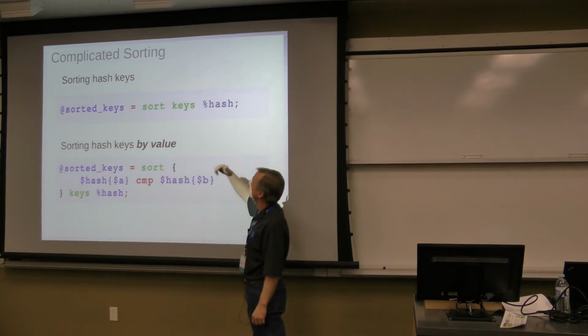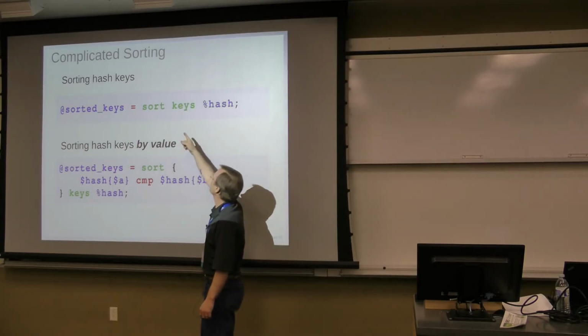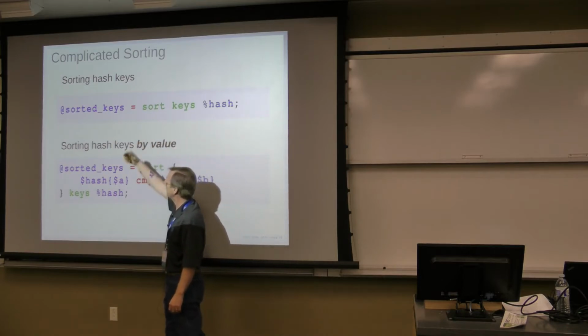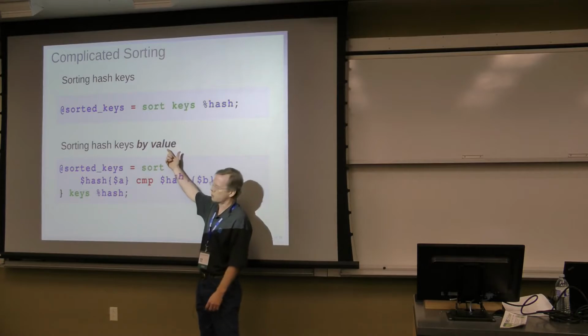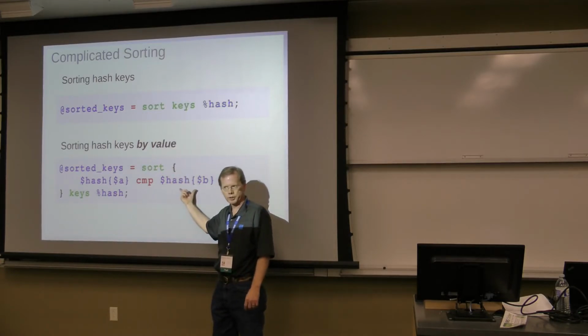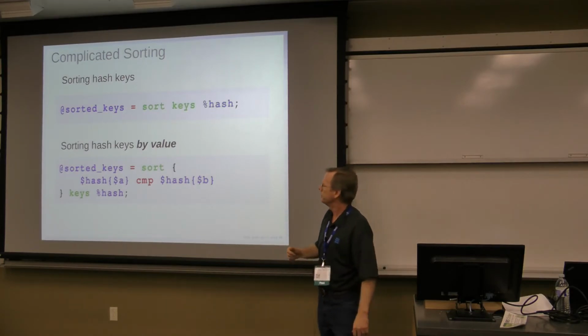Let's look at some other ways before we get to the optimization, some other things that we might want to do. So you've probably seen something like this, where you sort the keys from a hash, and we get our sorted keys. But we can also sort by the value, not just the key. Anything we can get to from the A and the B, we can sort on.